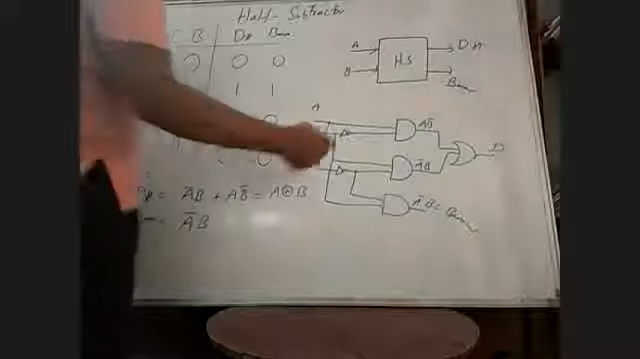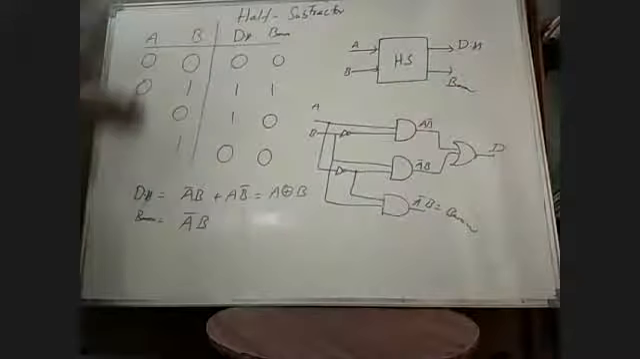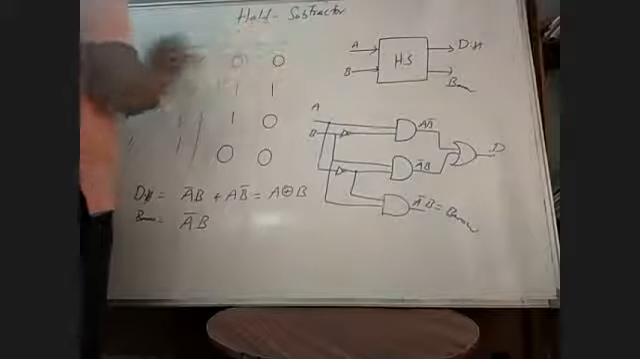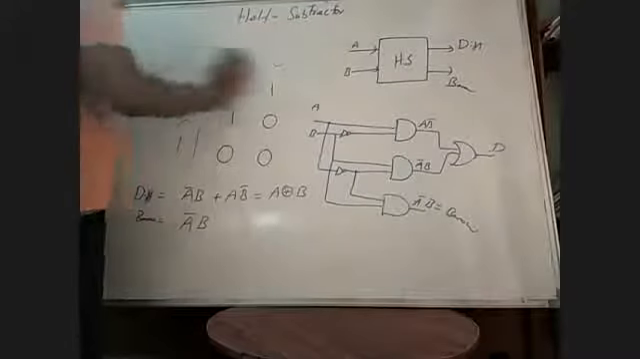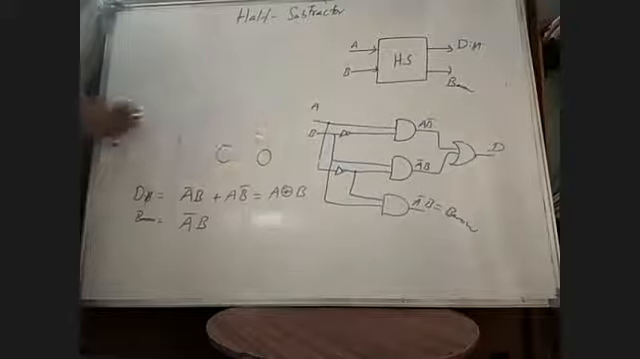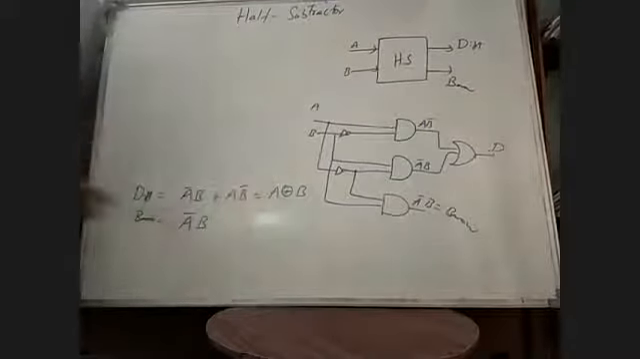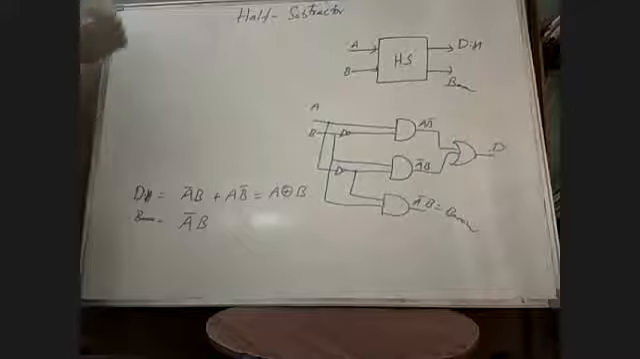Observe now, how many gates have come? 1 2 3 4 5 6. Here also it requires 6 gates. Now we need to realize using NAND gates and NOR gates. Before that, we will realize using XOR gate. Let's see how it comes using the XOR gate.